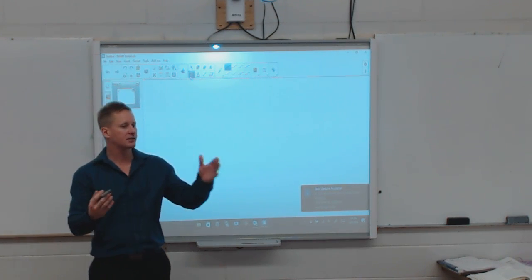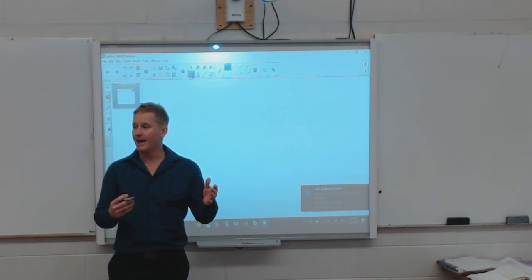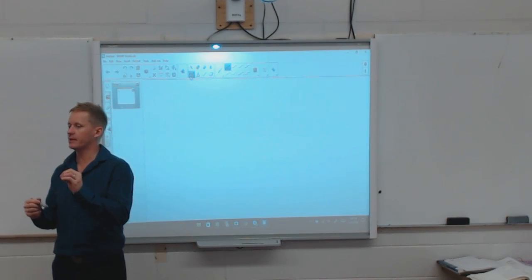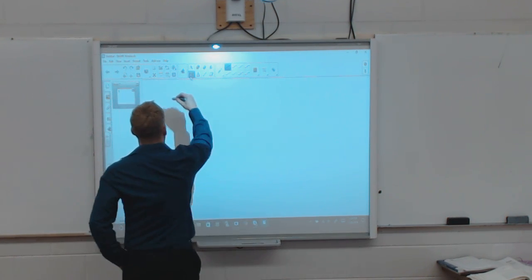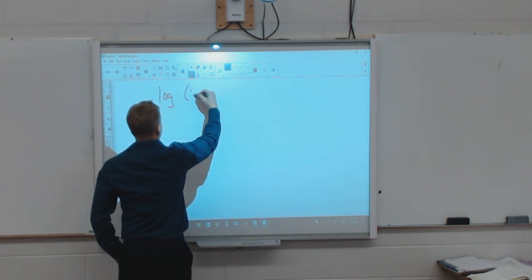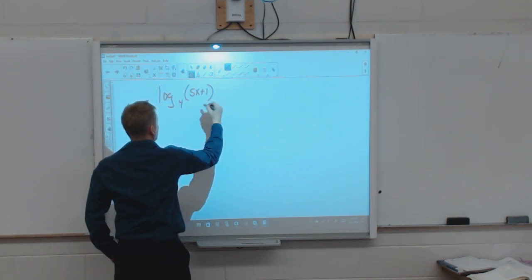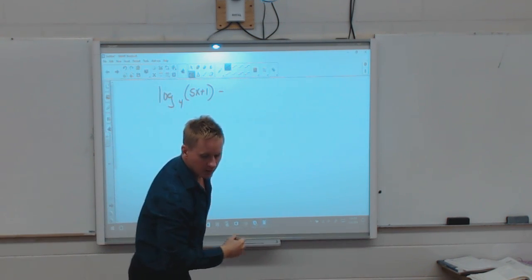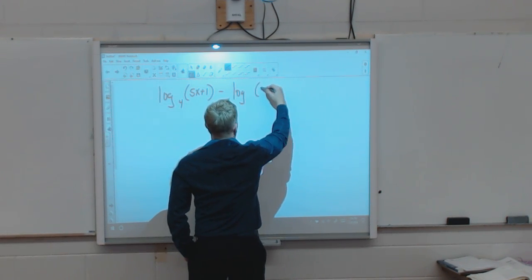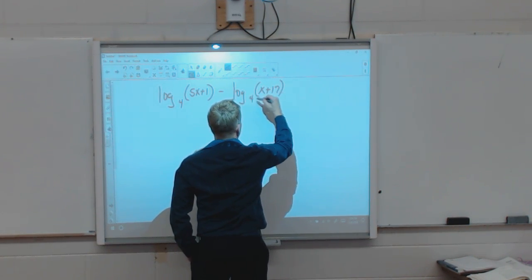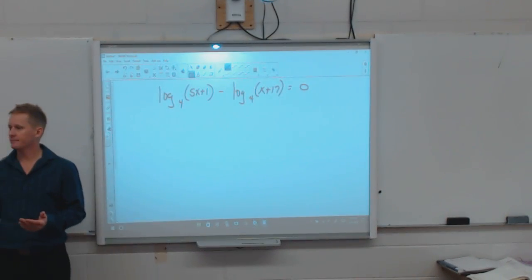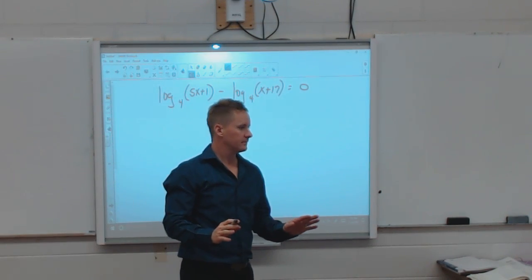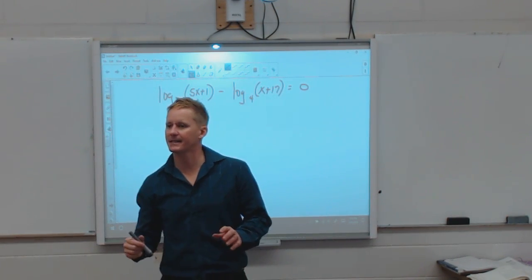So what we want to do then is get the logs all to one side, and then make them one single logarithm. Here's an example: log of 5x plus 1 to the base 4 minus log of x plus 17 to the base 4 is equal to 0. I just transferred it over to one side. First step.